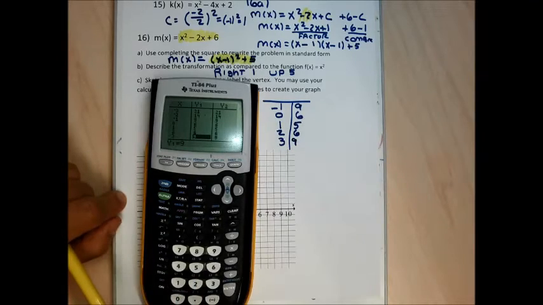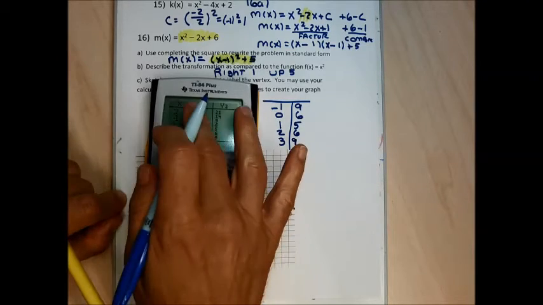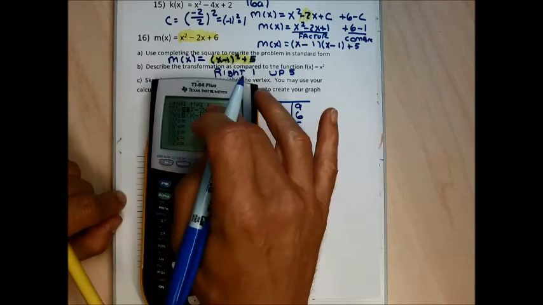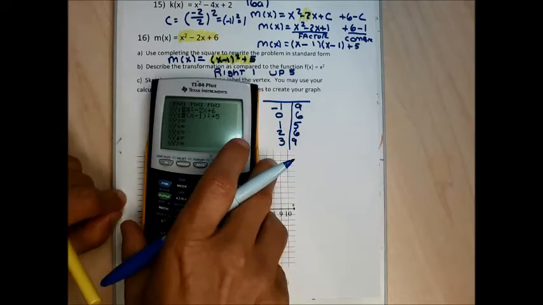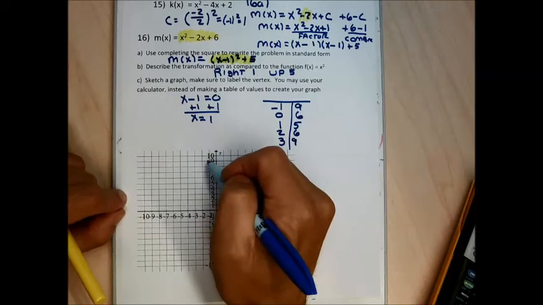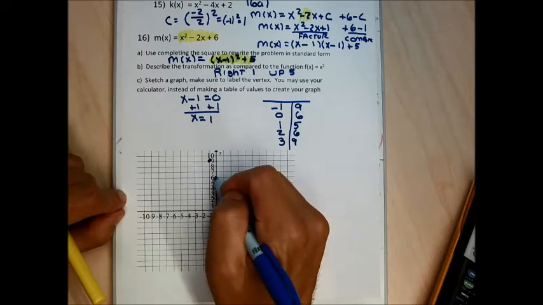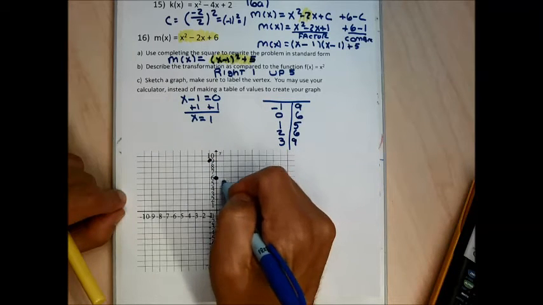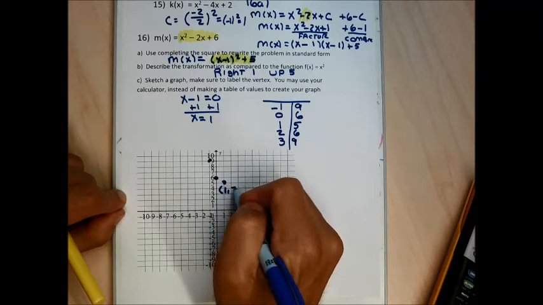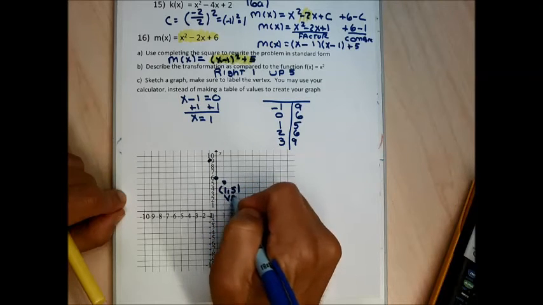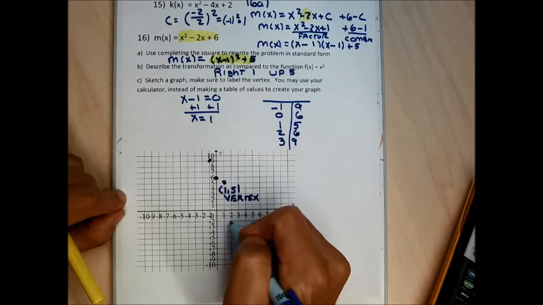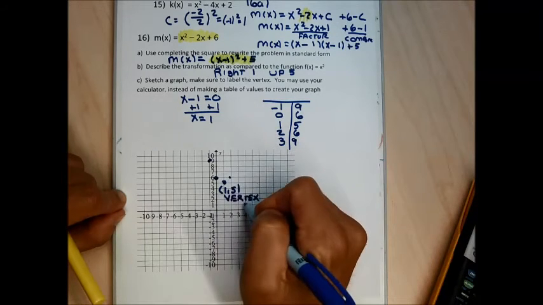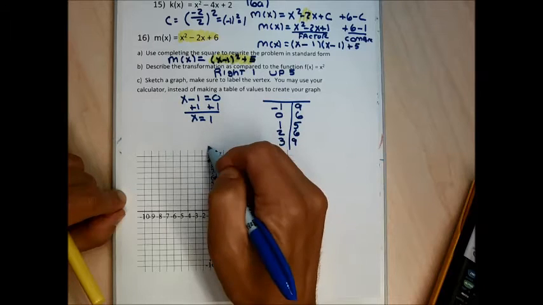So I'm just going to plot those points and sketch a graph. It doesn't matter which column I pick. It doesn't matter if I use the original equation or the bottom equation to graph. They have the same graph. So (-1, 9), (0, 6), (1, 5), which is going to be the vertex. Let me just write that down. The instructions told me to label the vertex. So (1, 5) is the vertex, then (2, 6) and (3, 9).